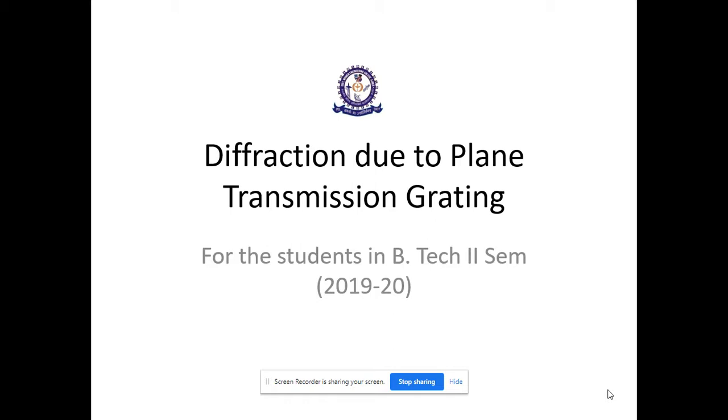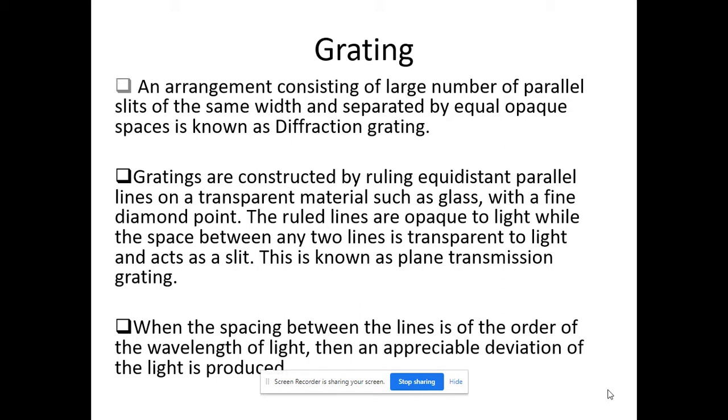First, let me discuss what is the plane transmission grating. Grating is an arrangement which consists of a large number of parallel slits. These parallel slits may be huge in numbers actually. In the laboratory we use 15,000 lines per inch in a plane transmission grating. The concept behind so many lines is very simple: we want the size of the slit to be of the order of the wavelength. And the wavelength of light which we use in a laboratory or in day-to-day life is around 10 to the power minus 7 millimeter. So that is why we have this kind of arrangement.